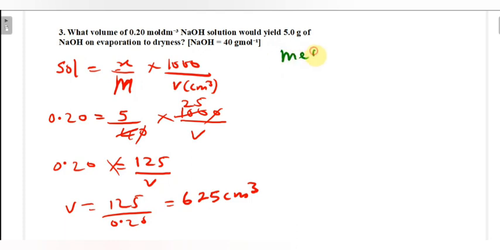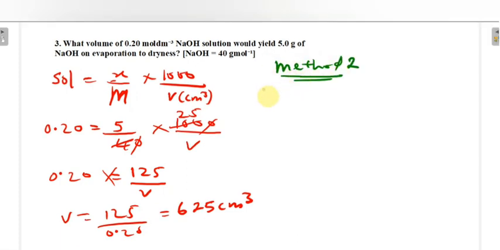Now for method 2, I'm going to use C is equal to N all over V, or you can simply say N is equal to CV, which works either way. In this case, we have to look for V in mole per dm cube. So first of all, we have C. The concentration is 0.20. So I have 0.20 is equal to the number of moles present.